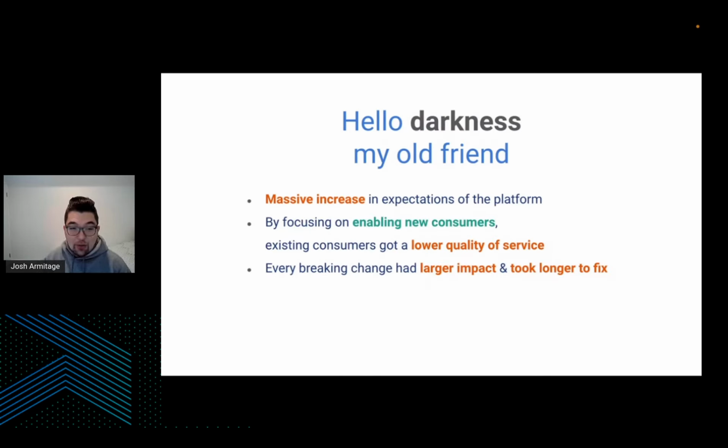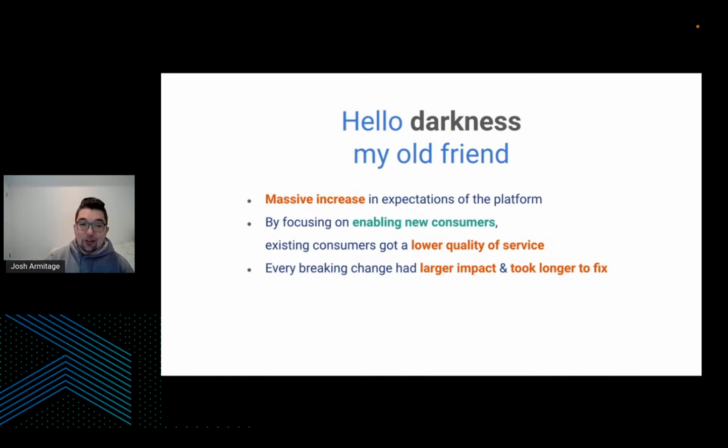This kind of got to the point where this has suddenly got a lot harder than it used to be. You've got a massive increase in expectations in terms of different teams, different architectures, different compute layers, and I'll get into that a little bit more. You have this problem where everyone's asking for things, so you focus on the people coming up, and everyone who's already on the platform has come to expect a level of service.